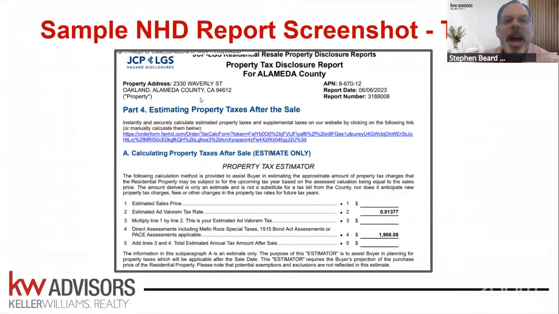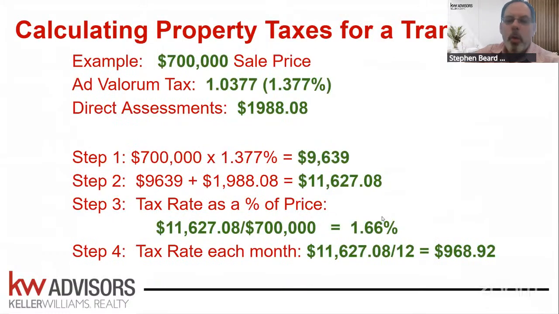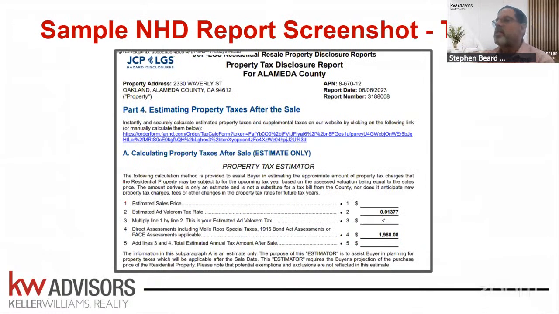Now, do you guys notice something interesting? Estimated ad valorem tax. This is an example, a property I sold about 2 years ago. No, this isn't one of mine. This is another one. We were going to write an offer, we never did. So this is a report from 2023 on this property. And notice the ad valorem tax rate is 1.377. That's a lot more than 1.1. That's what I was talking about, that creep before. Tax creep. And then the direct assessments add up to nearly $2,000 on this property.